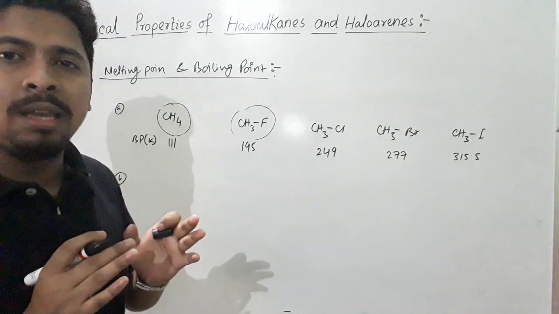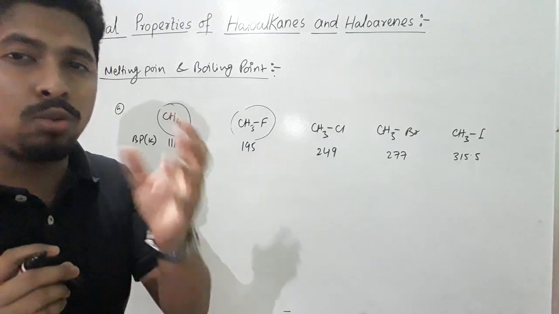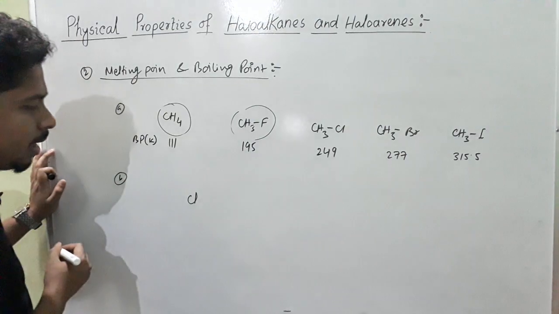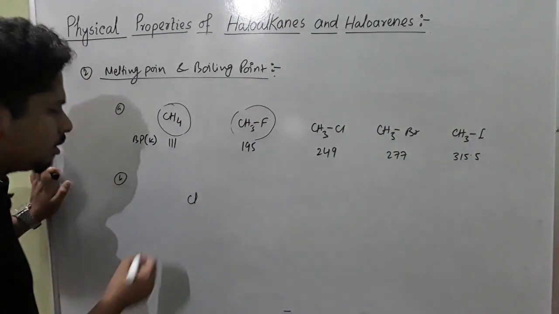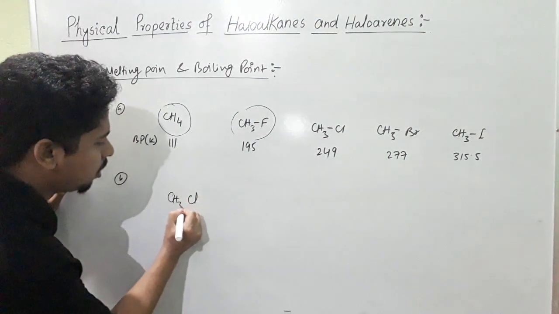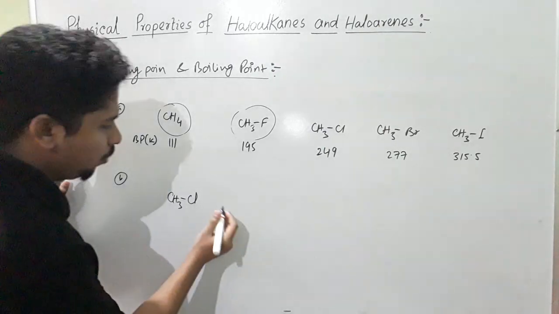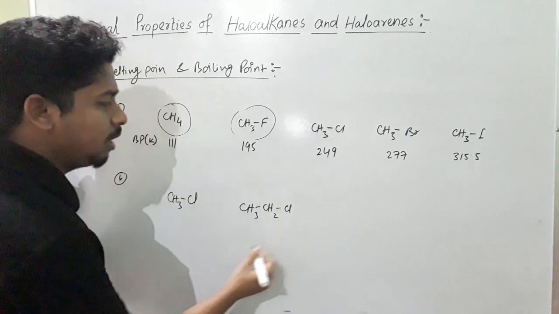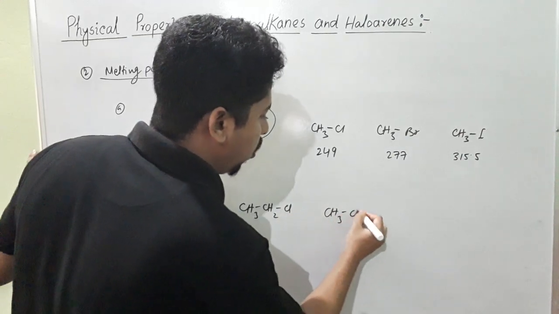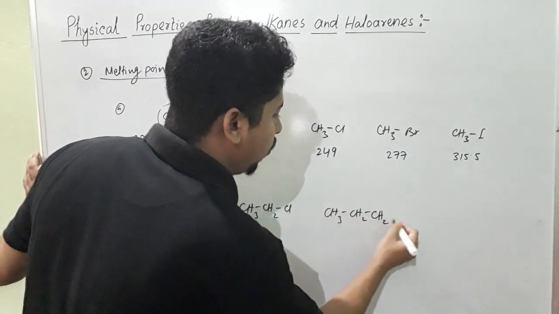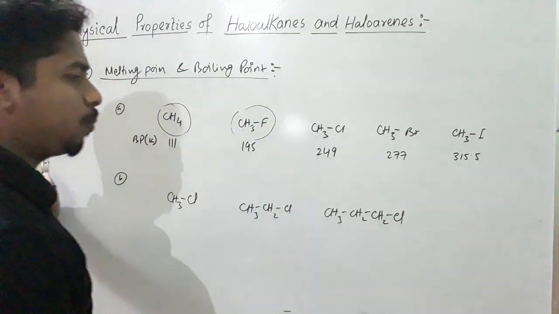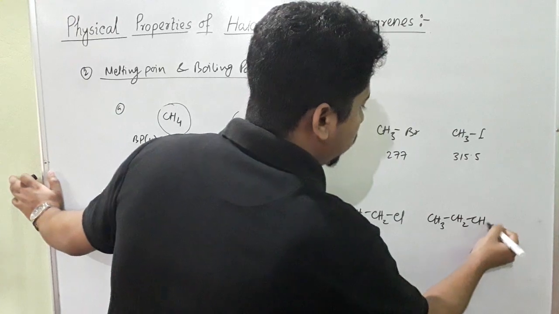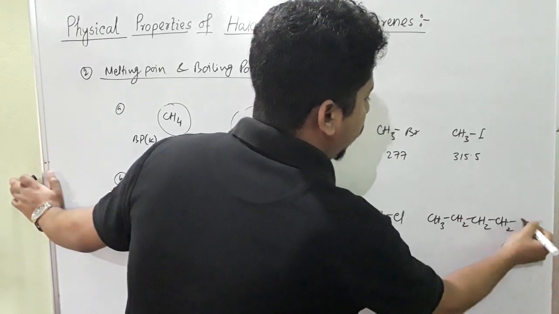Now if we fix this halogen group, suppose chlorine, and if we increase the side chain, suppose this one is CH3Cl, chloromethane. If we increase the side chain, suppose this is CH3-CH2-Cl, chloroethane. This is chloropropane, and this is chlorobutane, CH3-CH2-CH2-CH2-Cl.